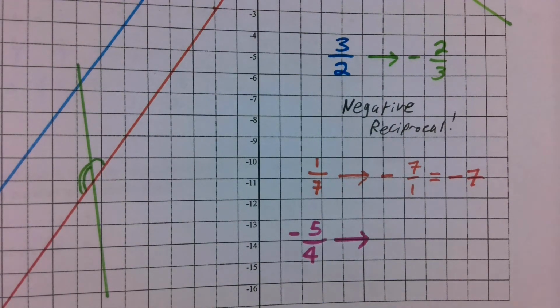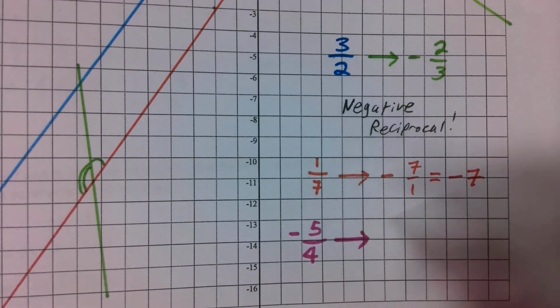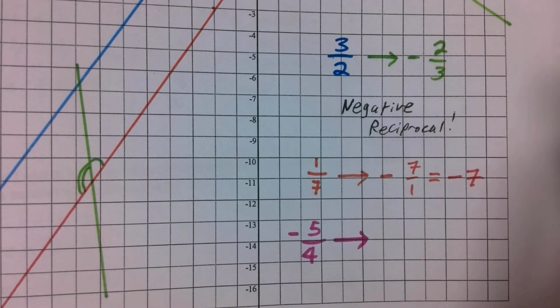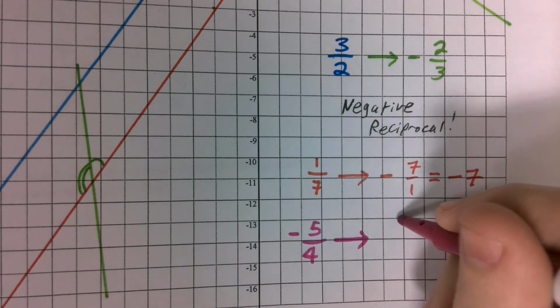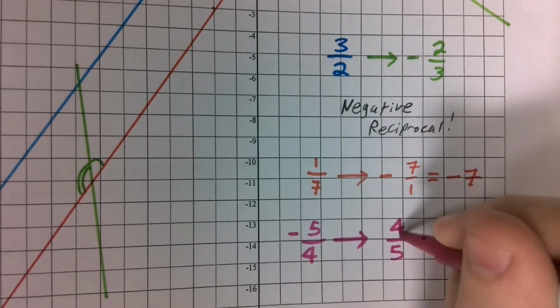Well, we would make it negative. Since it's already negative, making it negative would make it positive. Double negative rule, remember? And when we flip it, that'll give us positive 4/5.